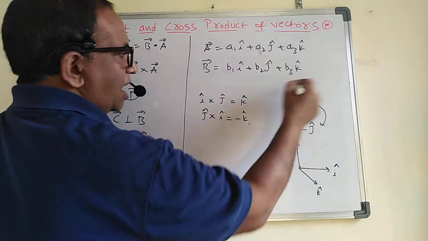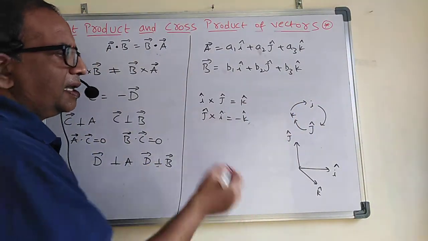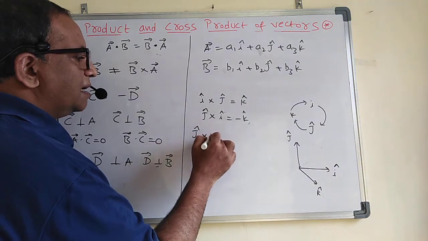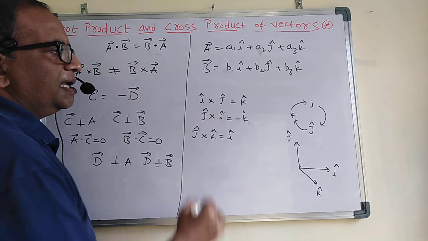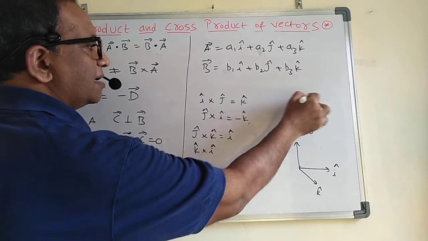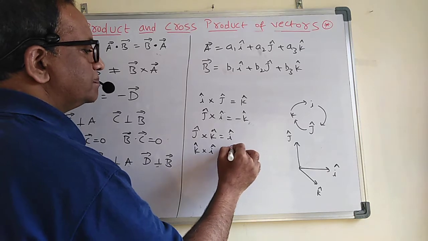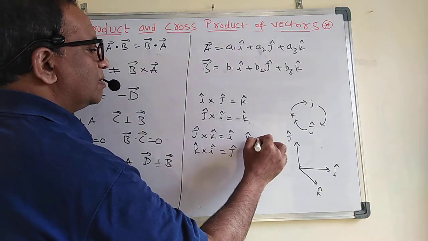If I take clockwise as positive, anti-clockwise is negative. Then let us take j cross k. What is j cross k? That is i cap. Then what is k cross i? k cross i is j cap. Then if I take the opposite direction, k cross j, what is k cross j?